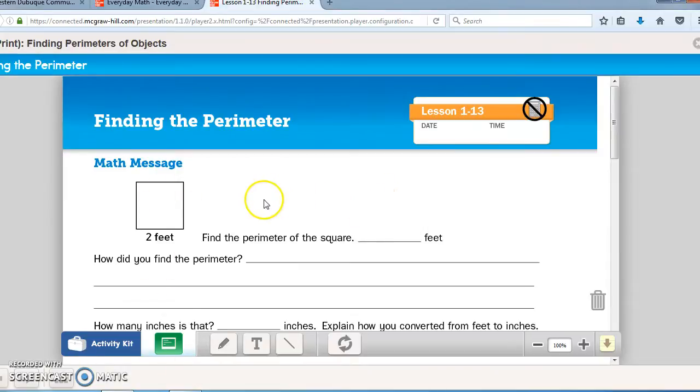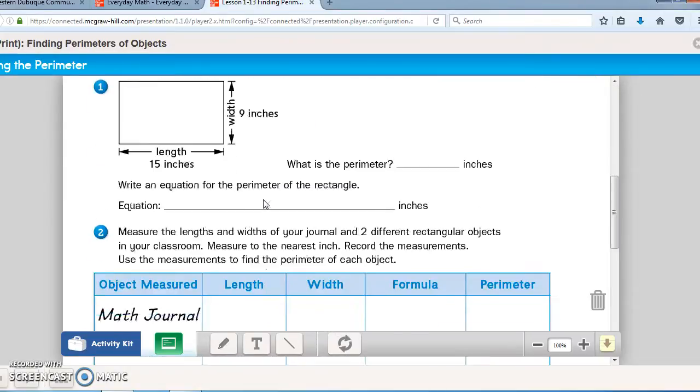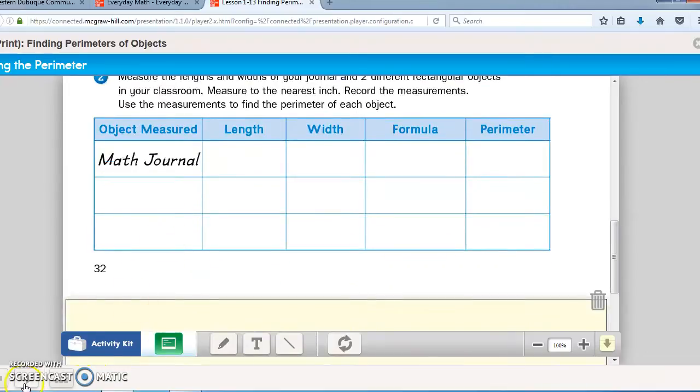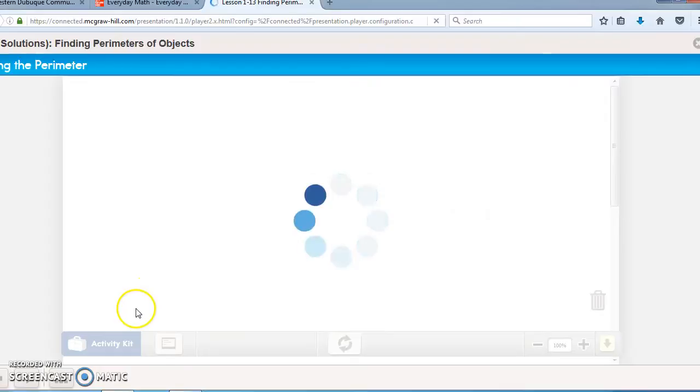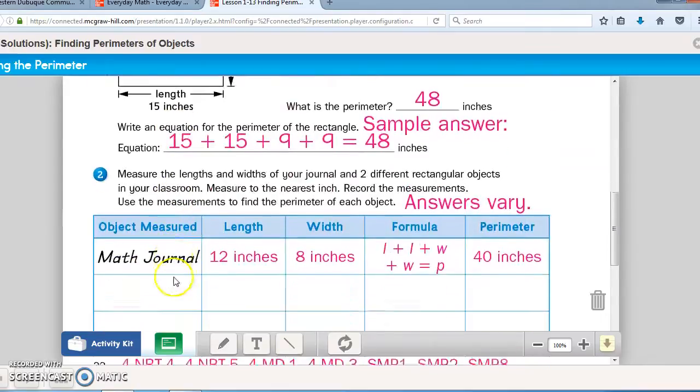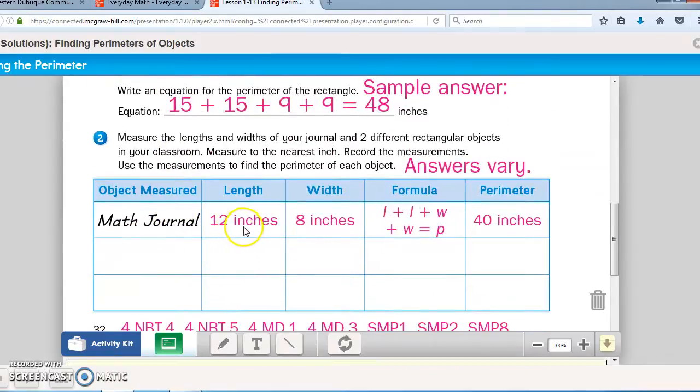So this is your finding perimeter. Again, this was your perimeter page. Here was your math journal down below showing you what you were filling in. Here are your answers. And again, here is your math journal page answer, which should be correct. And then you should have 2 other objects that you measured and have written down the width, the formula, and the perimeter.